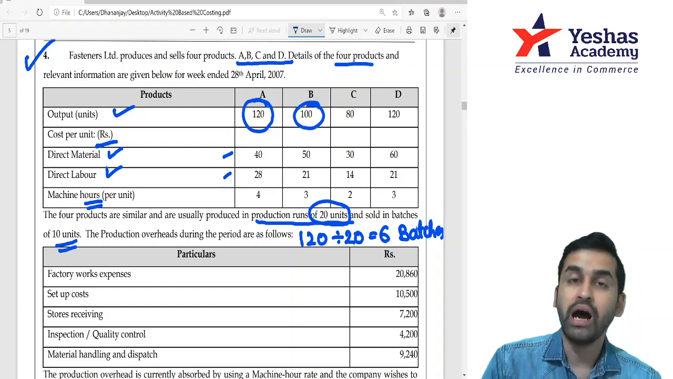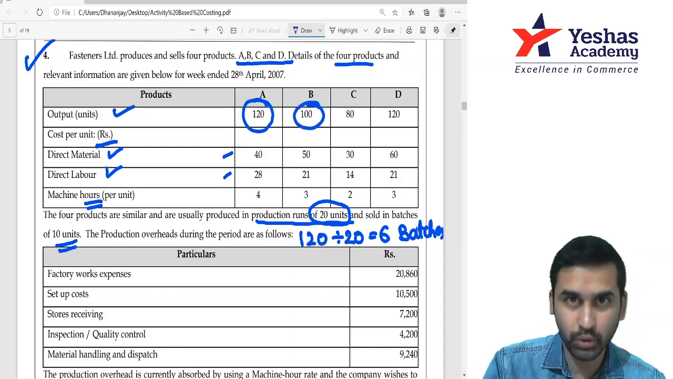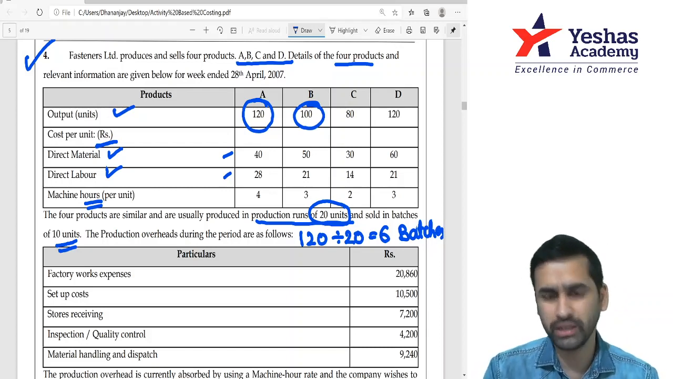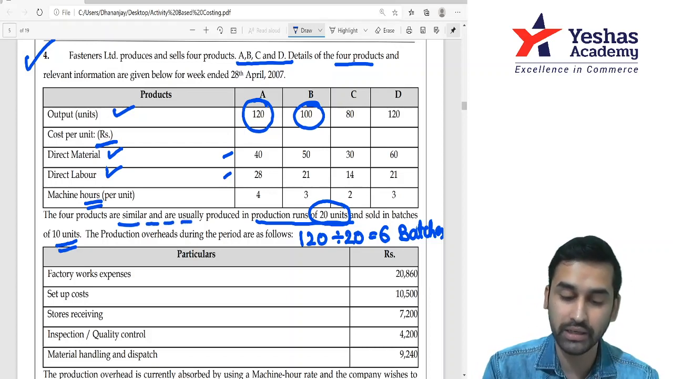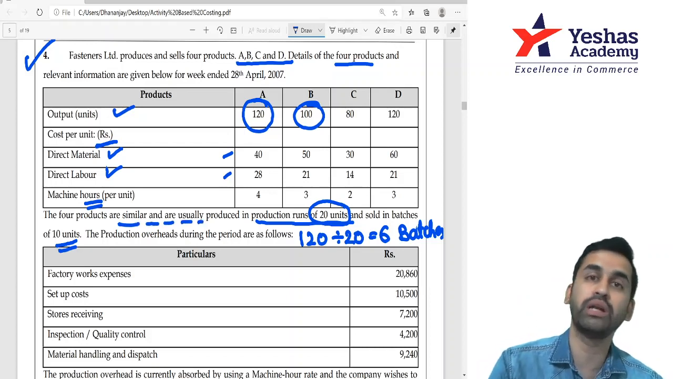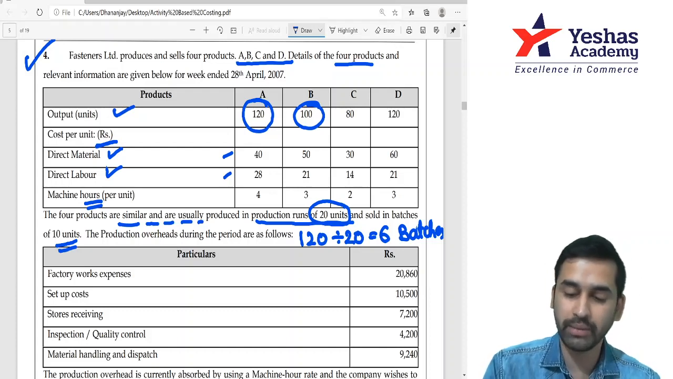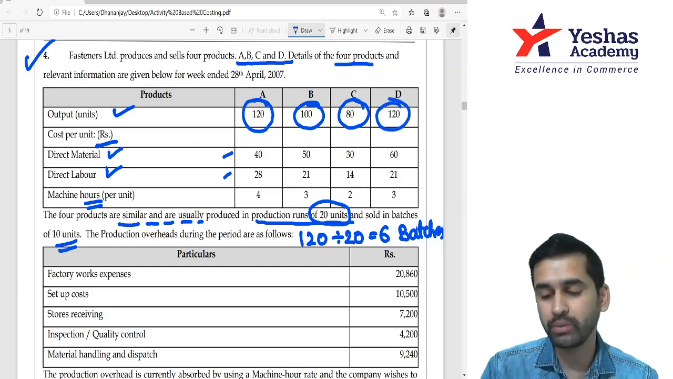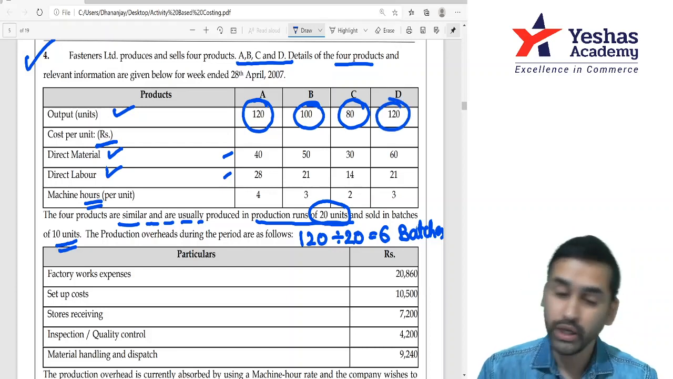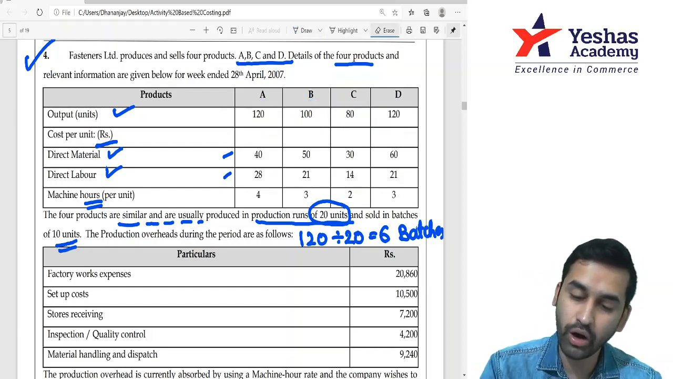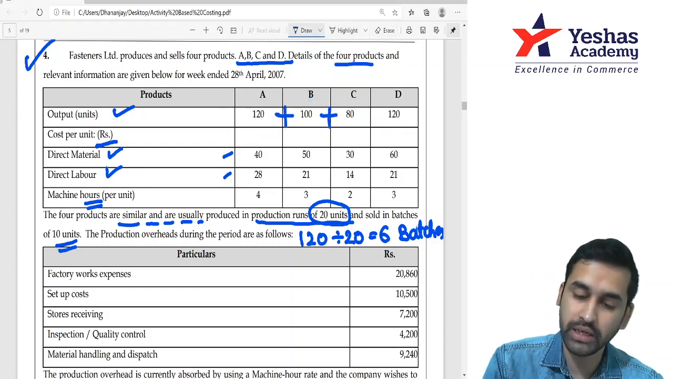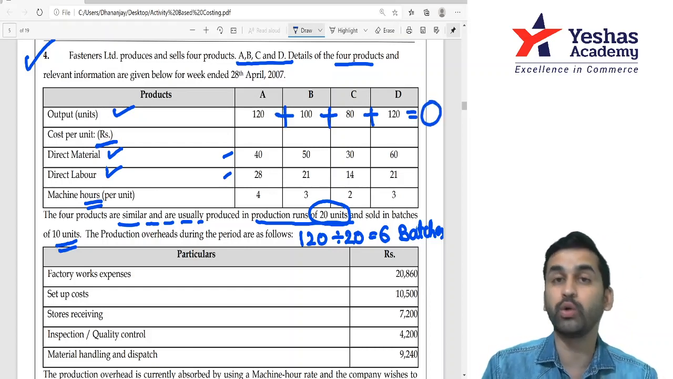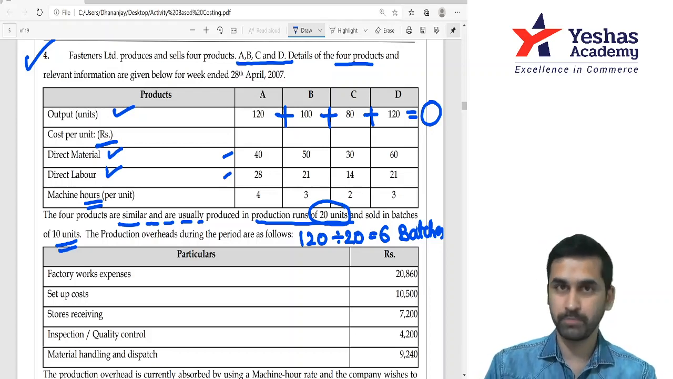Same way for B, 100 units in total, and every time you do a production run, you do a batch, it will be for 20 units. Sir, how do you know everything is 20? Because they said here the 4 products are similar. Correct? That means every time you run a batch, it will be for 20 units. So 100 by 20 will be 5 batches. 80 by 20 will be 4 batches. 120 by 20 will be again 6 batches. Or you can even do it this way. Add all of this: 120 plus 100 plus 80 plus 120. You get total units. Divide that by 20. You will get total batches. That's also fine. Right? Okay.